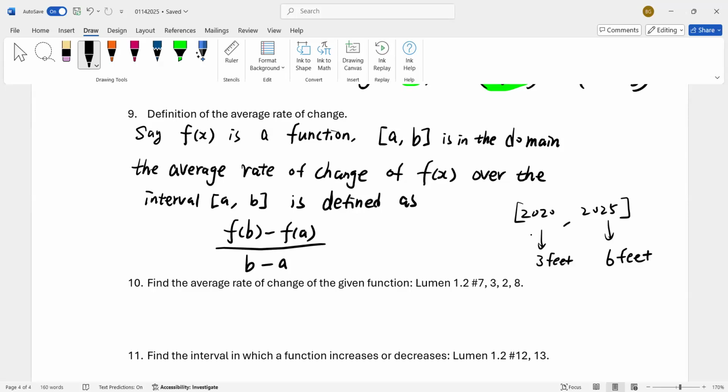From 2020 to 2025, the total growth is 3 feet, right? 3 feet to 6 feet, the difference is 3 feet. And if you divide 3 feet by 5 years, then the average yearly growth for your son would be 3 divided by 5, which is 0.6 feet. Does that make sense, guys? Yes. Okay.